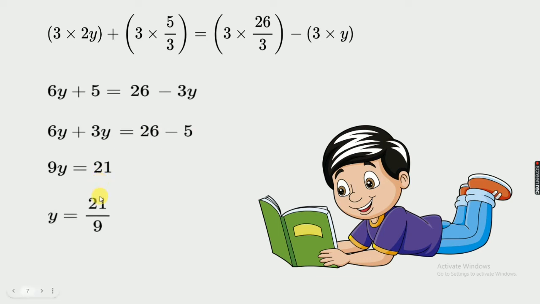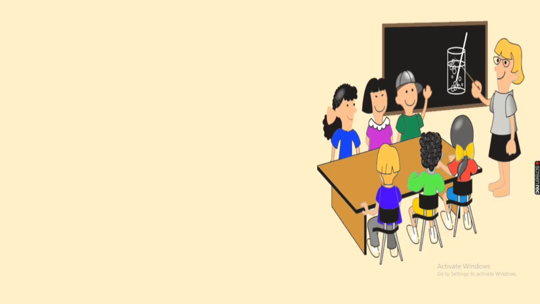Now we got y is equal to 21 upon 9. We can further simplify it. 3 3s are 9 and 3 7s are 21. So y is equal to 7 upon 3, which is the required value.